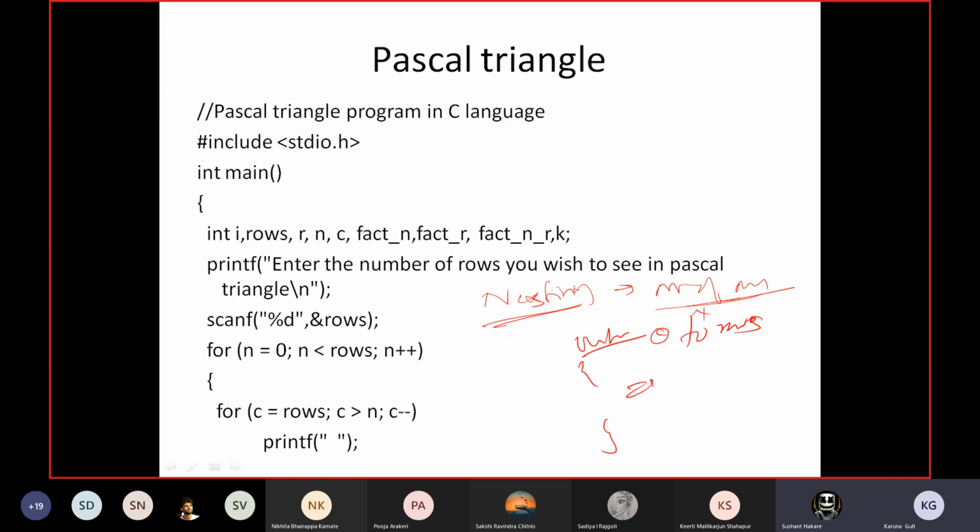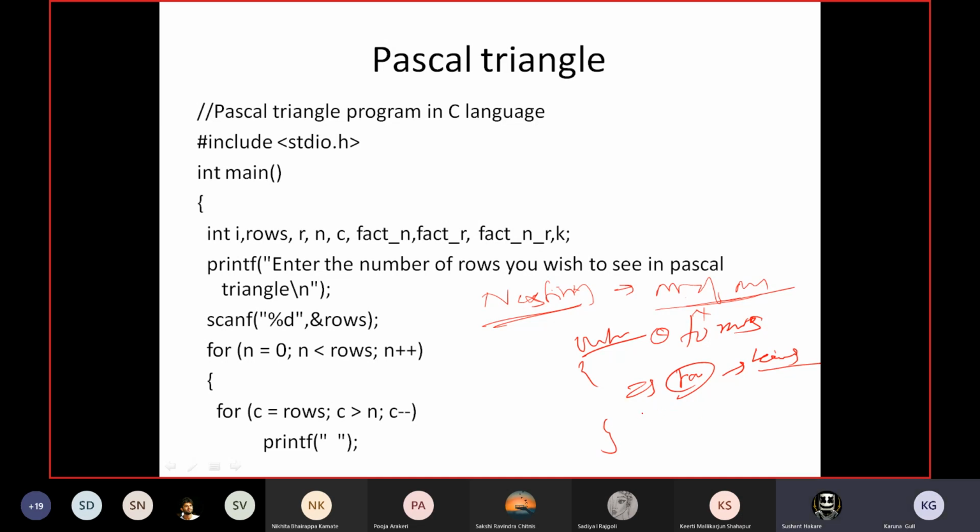Now inside this I'll be using two for loops. One for loop is for leaving spaces. How many spaces? How do you take care of that? I've given you the equation for that. How do you take care of that?